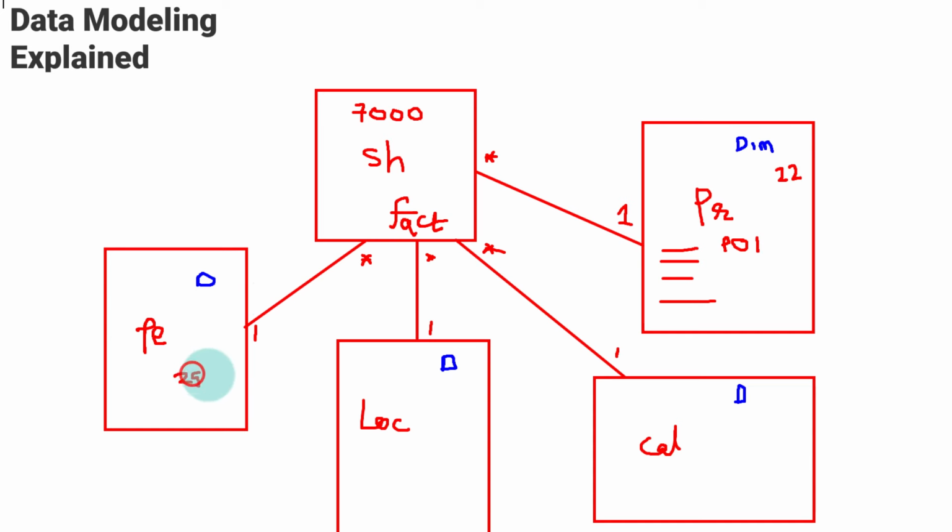So usually, again, this is not a hard and fast rule, but usually you will find that the fact table is a really long or a tall table, whereas the dimension table is a really short table because it has fewer rows in comparison with fact. Like I said, this is not a hard and fast rule.